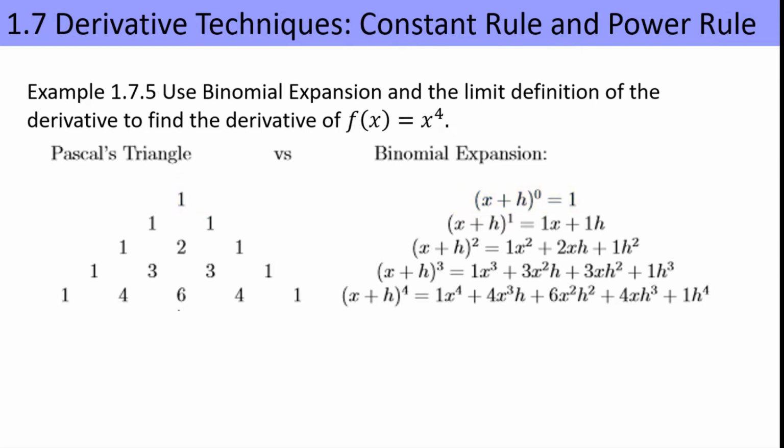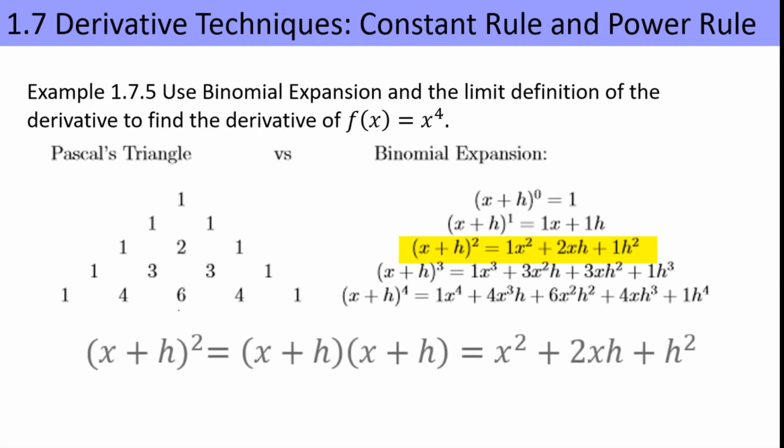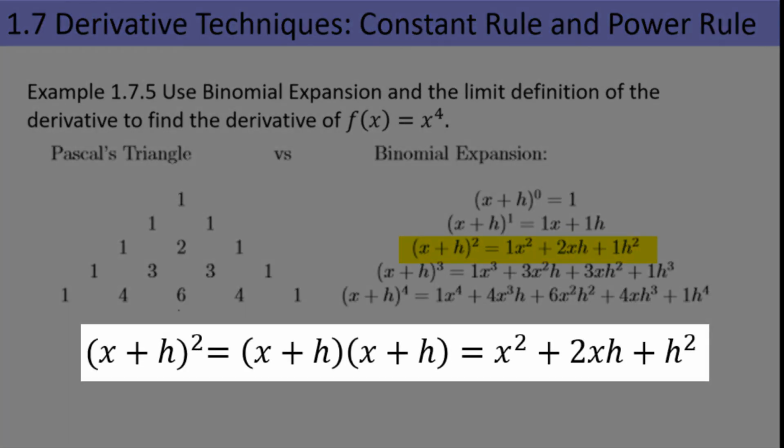If we do x plus h to the power of 1, that's just 1x plus 1h, and let's observe that in the second row of Pascal's triangle we have 1 and 1. Now let's look at x plus h quantity squared. That is equal to x plus h times x plus h, and when multiplied out we'll get x squared plus 2xh plus h squared.